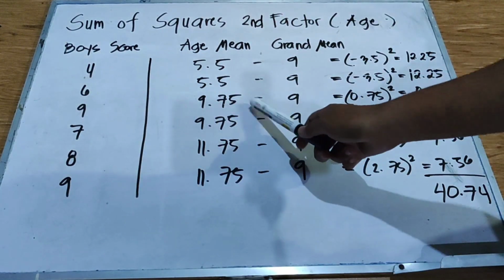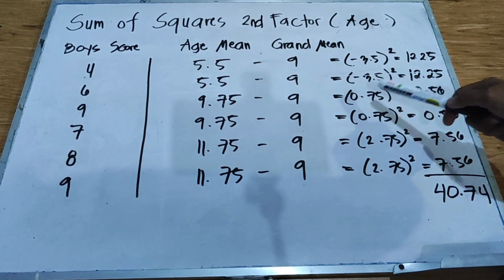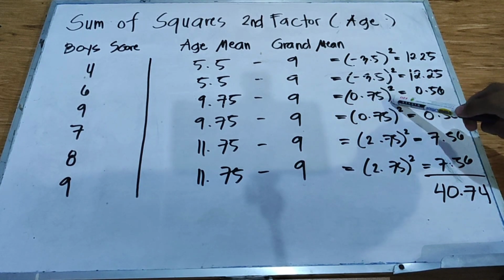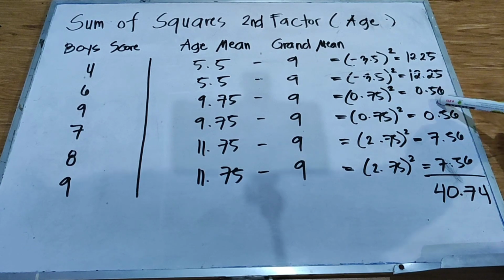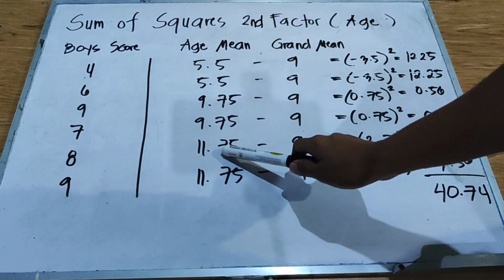So, 9.75 minus 9 equals to 0.75. So, we square it. 0.75 times 0.75 is equals to 0.56. So, same again. Now let's move on to 11.75.